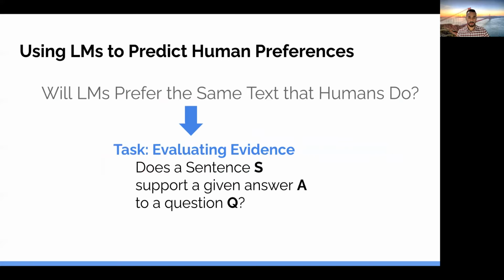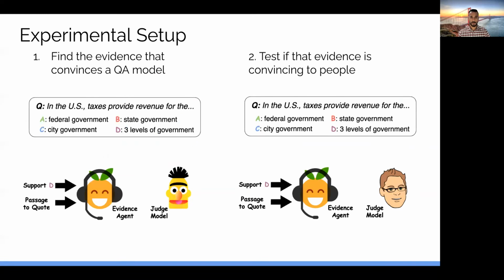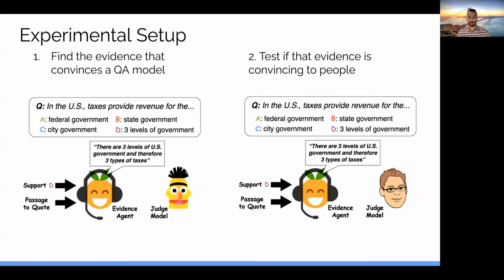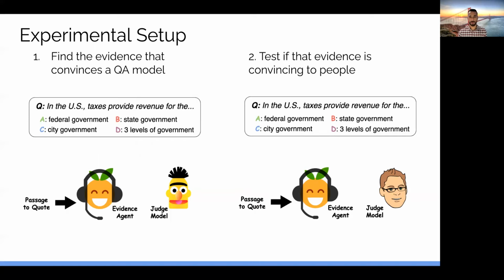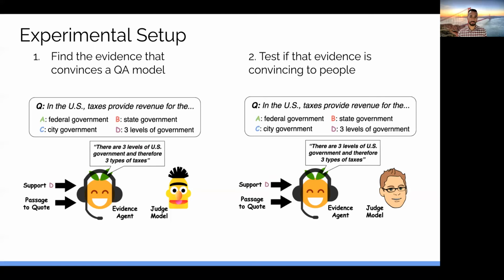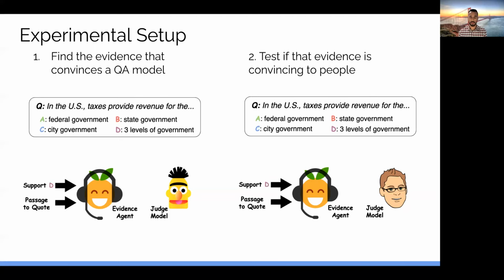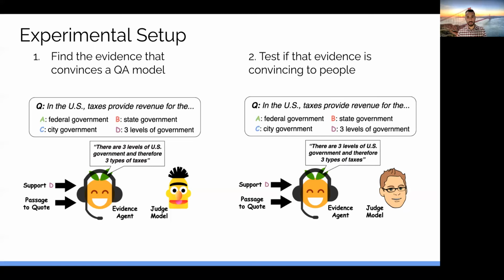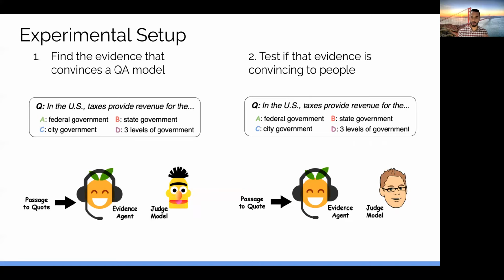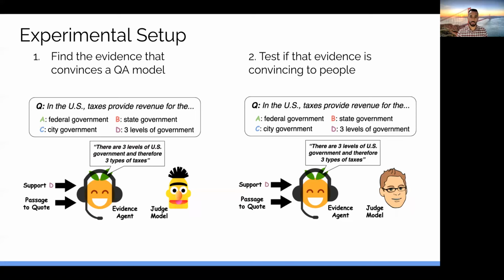We examine this question on the task of evaluating evidence: does a sentence S support a given answer A to a question Q? Our experimental setup is that first we find the evidence that convinces a question answering model of a particular answer. By convince, I mean it gets that question answering model to put high probability on a particular answer to a question. Then we give that sentence to a human evaluator to have them pick the answer they think is correct based on this sentence. Then we see whether the answer the human picked matches the answer the question answering system was trying to support when it chose that evidence.